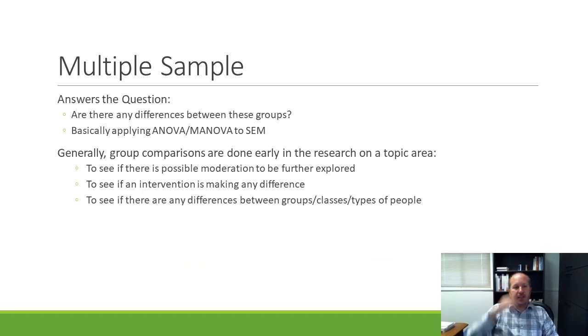So what we're doing in multiple sample SEM is we're asking the same kind of questions we talked about before, but we're adding into it, are there differences between these groups? And what are those differences? Basically, we're applying ANOVA to structural equation modeling, or bringing in ANOVA plus multiple regression into a single analysis. Generally, when we're doing these multiple sample analyses, we're looking to explore possible moderation, because we're looking at interaction effects, to see if there's an intervention that makes a difference, where the difference between the groups is the intervention, or to see if there's any difference between groups, classes, or types of people, like I talked about in the past examples with opposite-sex and same-sex couples, or intact versus blended versus single-parent families. You can test out differences between samples in a lot of ways.